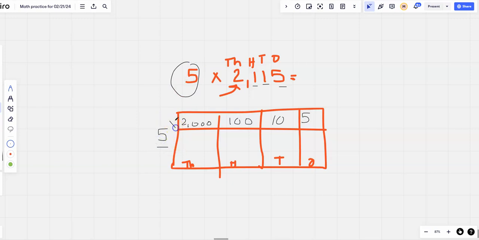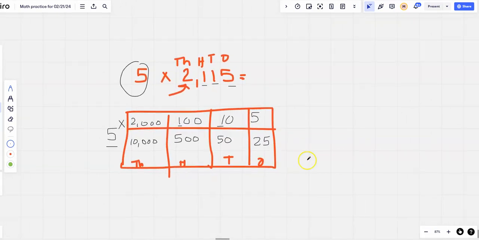Next step, we're going to multiply all of these times 5. 5 times 2 is 10. Don't forget to add your 3 zeros, 10,000. 5 times 1 is 5. Add your 2 zeros for 500. 5 times 1 is 5. Add your 1 zero for 50. And finally, 5 times 5 is 25. Check your work on that. If you need to pause and make corrections, please do so.